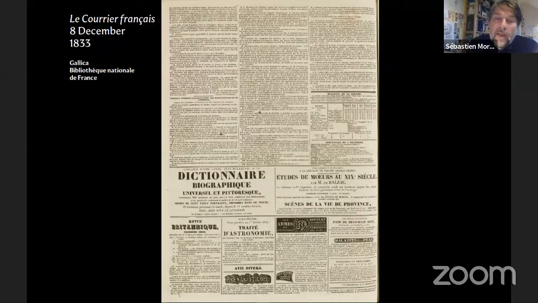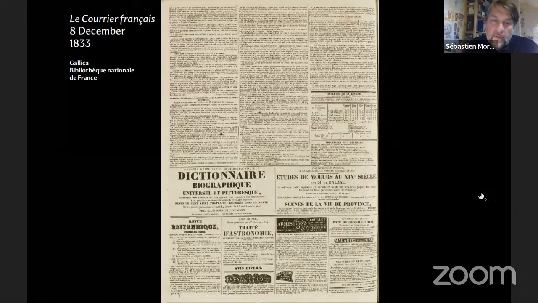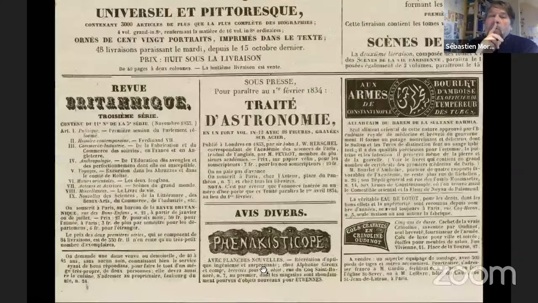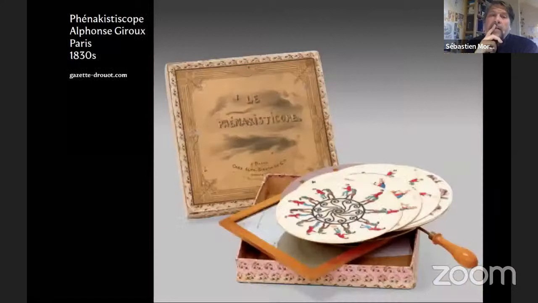So here, as you can see, there's this now familiar combination of type ads and wood engraved ads. And here at the bottom, you can see the phenakistic cup. Very simple ad. So you might wonder, what is a phenakistic cup? So it is very puzzling, because as you can see, these are sans serif letter forms. And this is a phenakistic cup. So in the late 1820s, the Belgian Joseph Plateau invented this device that is based on retinal persistence. Basically, you have a series of round plates that you can turn with this handle.